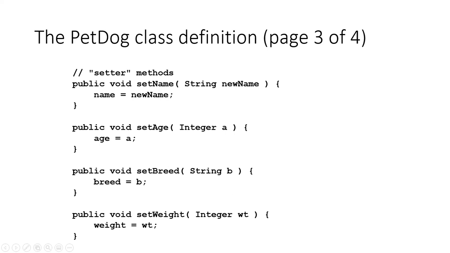Okay, public void set age. Okay, we have to tell it what age we're going to use, so we'll call that A, and then take A and store that in the property age. Okay, set breed is a void method. Breed is a string, so we have to accept a string parameter, and we're going to store that in breed. And then set weight, also a void method. We accept an integer called WT and store WT in weight.